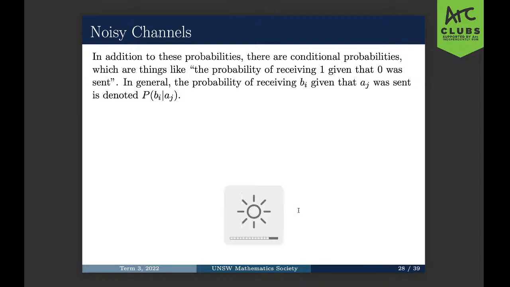In addition to this, there's also a bunch of conditional probabilities, which sound something like the probability of receiving a 1 given that 0 was sent. So in general, the probability of receiving a sink symbol, BI, given that AJ was sent, is denoted like this: BI given AJ. BI received given that AJ is sent.